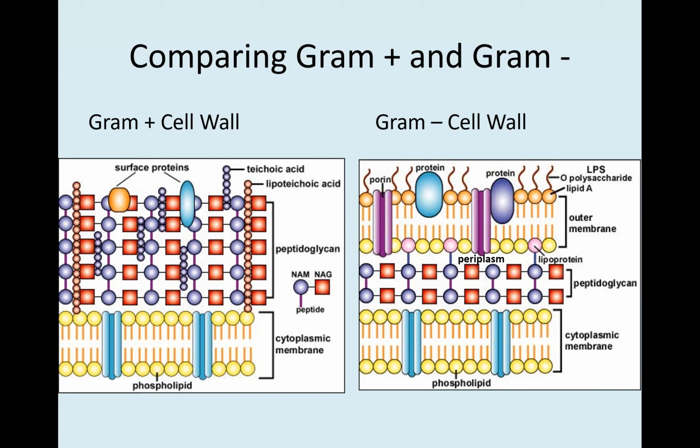With gram-negative bacteria, we'll find three distinct layers. So we have a cell membrane, a thin peptidoglycan cell wall, and then this outer membrane. In the outer membrane, we're going to find porins and lipopolysaccharides, and we will also find repeating subunits of NAM and NAG in that cell wall.